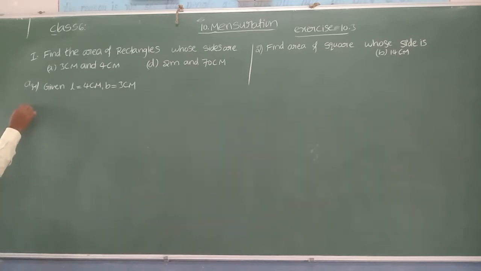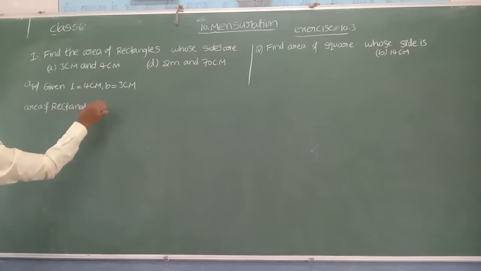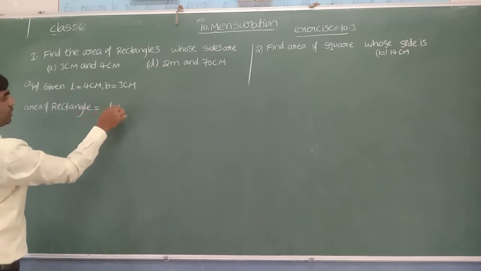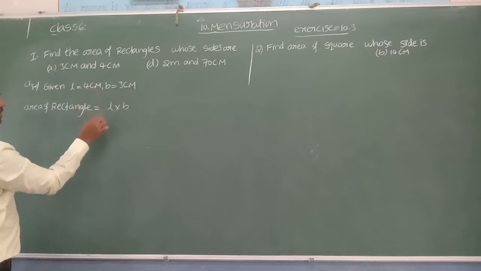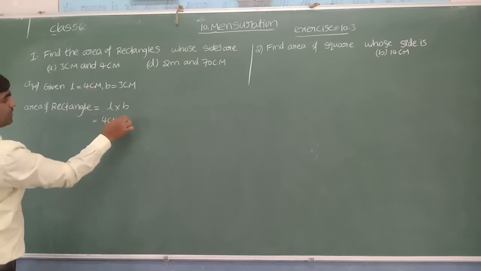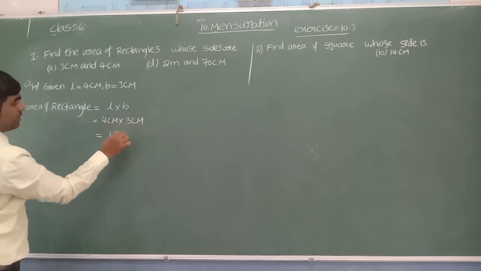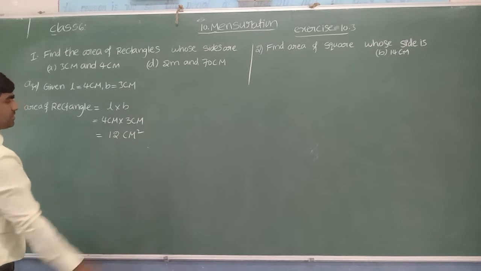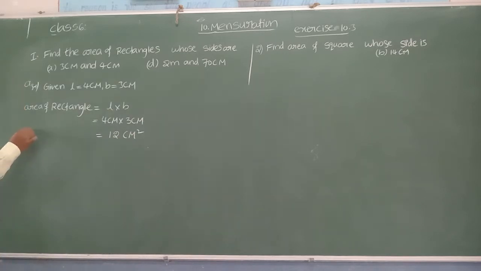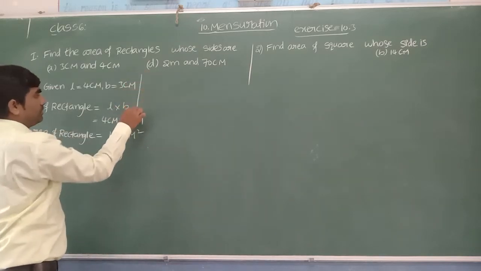Now let us find the area of this rectangle. Yes, area of rectangle. So what is the formula to find the area of rectangle? Yes, we have length into breadth. So what is the length, beta? 4 centimeters into breadth 3 centimeters. 4 into 3, 4 3s are 12. Centimeter into centimeter, square centimeters. Area of rectangle is how much? Yes, we got area of rectangle, which is equal to 12 square centimeters.